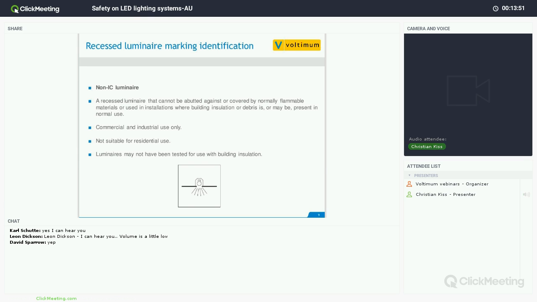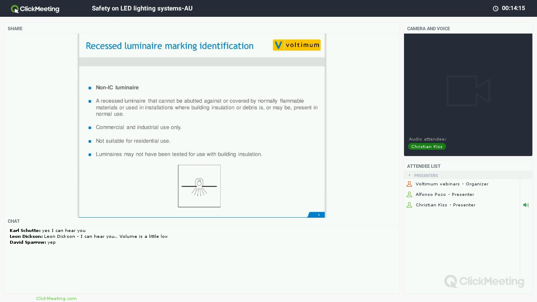You cannot use it in residential because there's always a risk, even if there is no insulation, that there will be some thermal insulation at some stage, because that's the commonplace thing for residential applications. The other thing with non-IC luminaires is that they may not have actually been adequately tested for use with building insulation, so therefore that's the risk factor there.